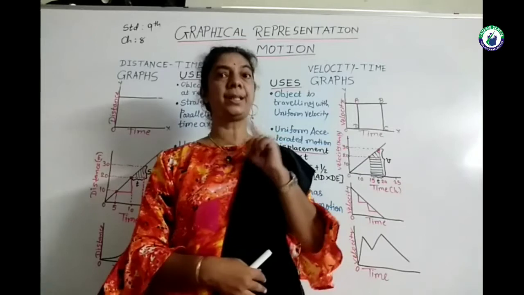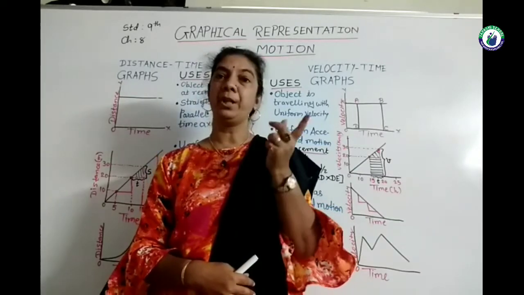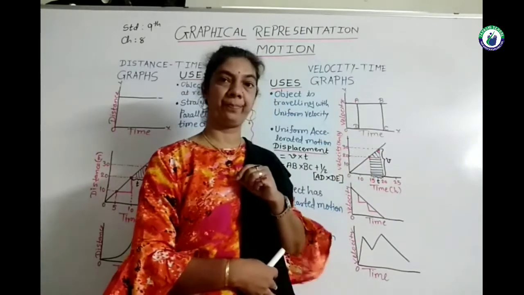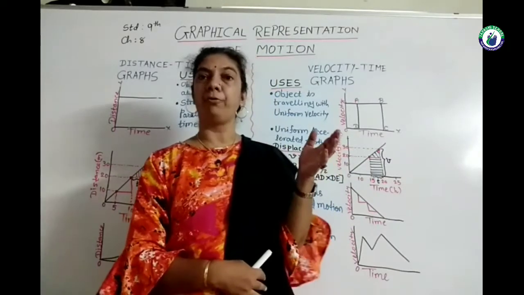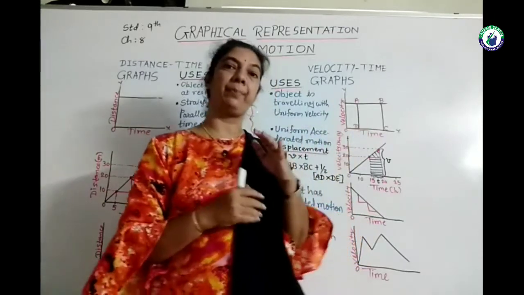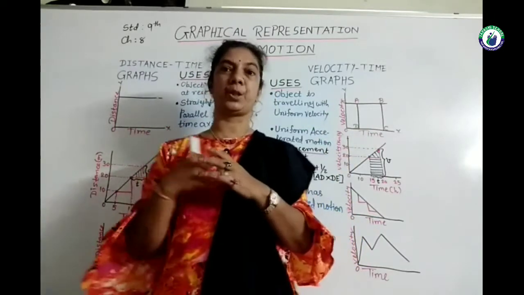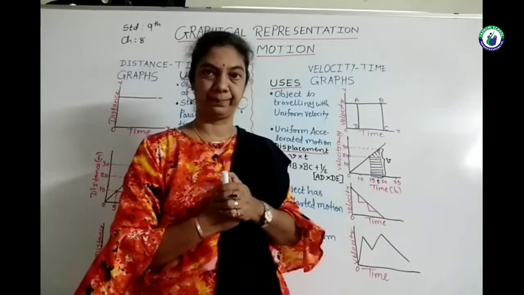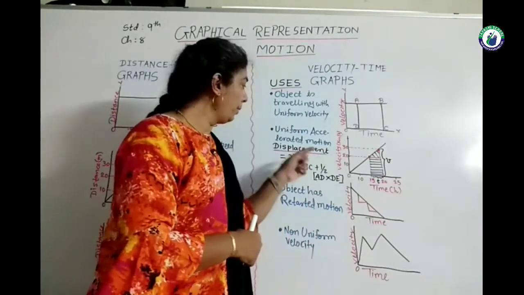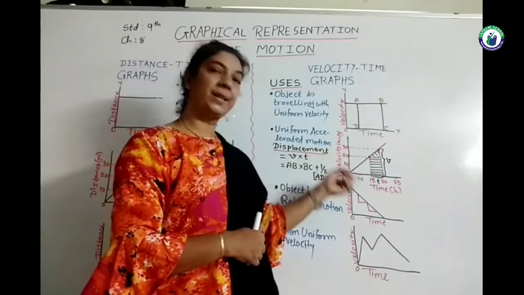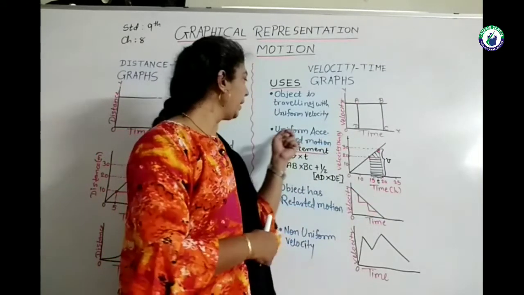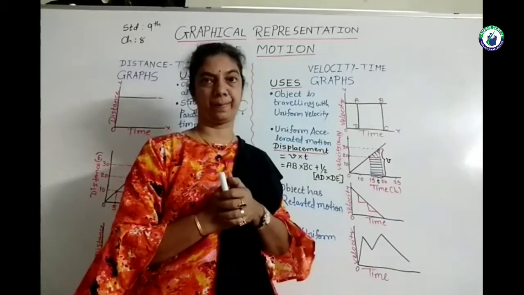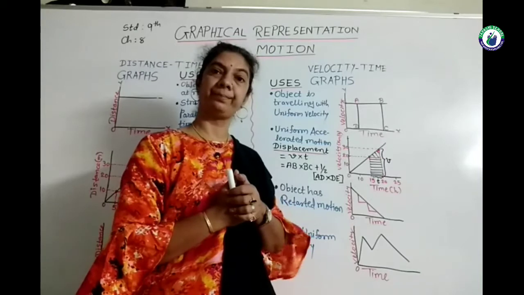In the velocity time graph, one more thing is given in our textbook. Besides the type of motion, which we have talked about, we have calculated speed and we have calculated acceleration, two uses we have discussed. Then one more thing is given, that from the velocity time graph, we can find out the displacement of the object. How can we do that?